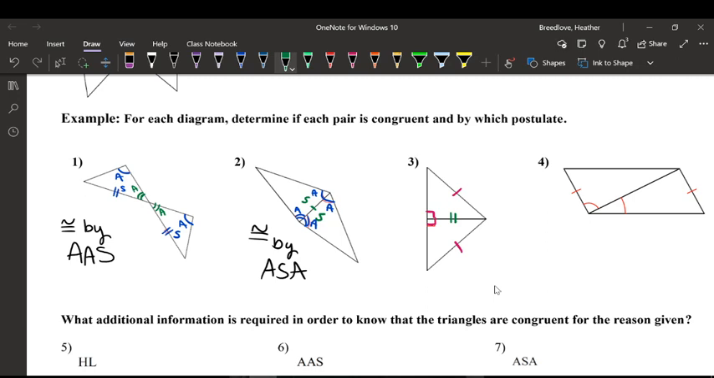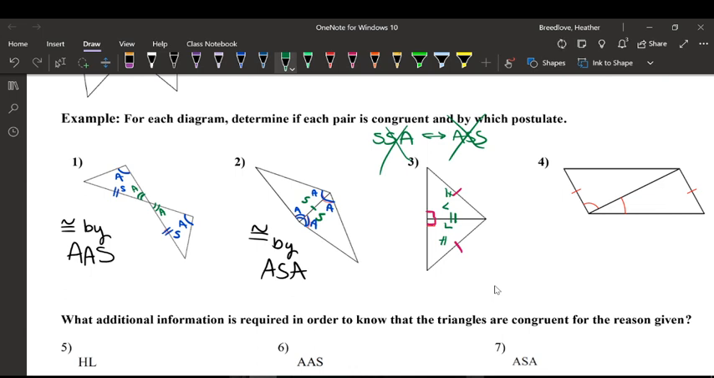So 90 degrees, always look for HL first. You have H, you have L, you have H, you have L. All right, so we just said SSA. SSA, remember that looks like this, and that's the easiest way to tell that that's not the correct answer, right? So no, not the correct answer. That's not a postulate.